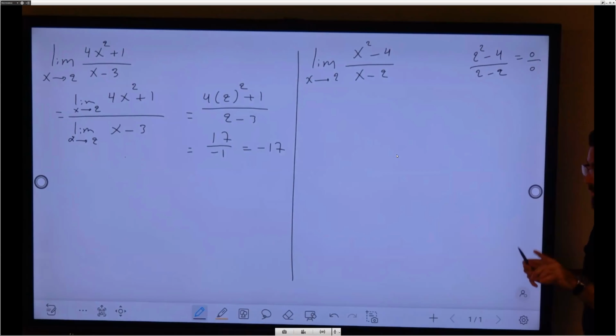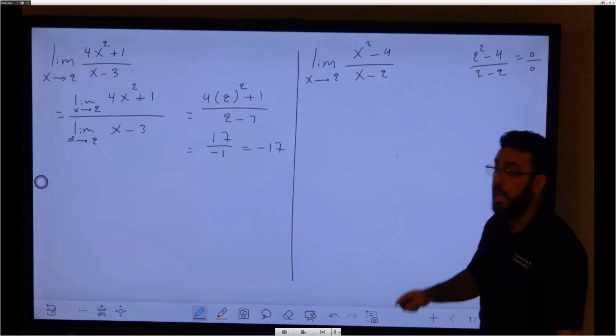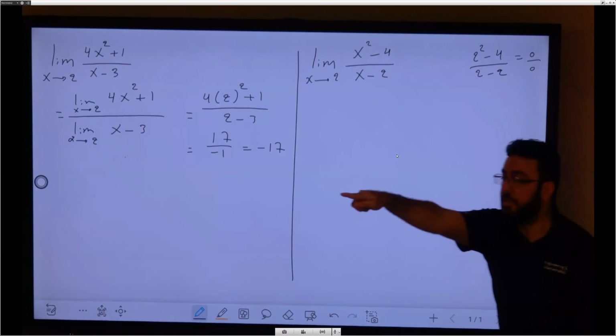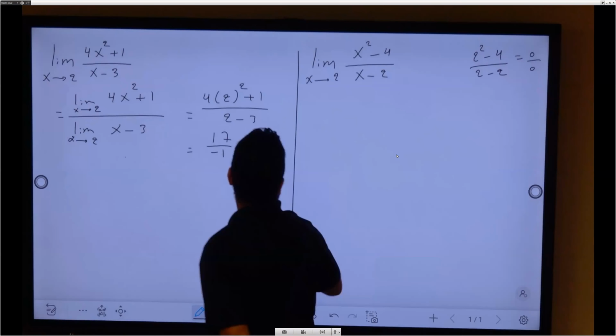Write down these notes. If it's 0 divided by a number, the result is 0. If it's a number divided by 0, it's going to be undefined. That means the limit does not exist. If it's 0 by 0, what do you have to do? Factor and simplify. So let's check here. I'm going to go back here.